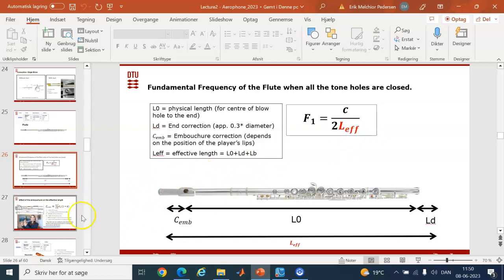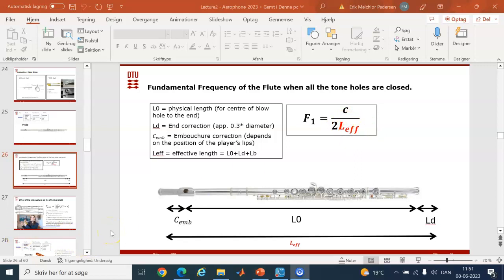So that's it. L_eff is the effective length, from here to here. It includes the embouchure correction and the end correction. So F1 is the speed of sound divided by 2 times L_eff.